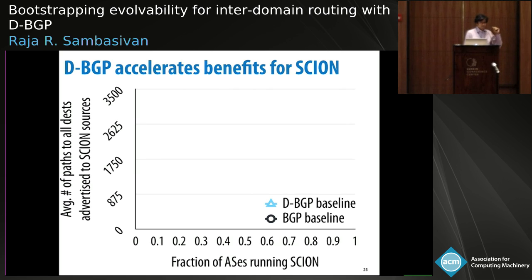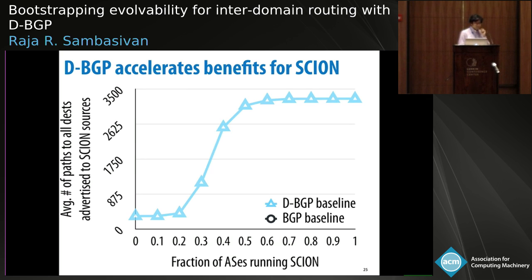So here are the results for SION. On this graph, the y-axis shows the number of paths advertised to SION sources to all possible destinations in the topology. It represents benefits at any given deployment level. The x-axis shows the fraction of ASs that have deployed the protocol, and now the blue line will show our results with D-BGP deployed internet-wide, and the black line will show the results with BGP deployed internet-wide.